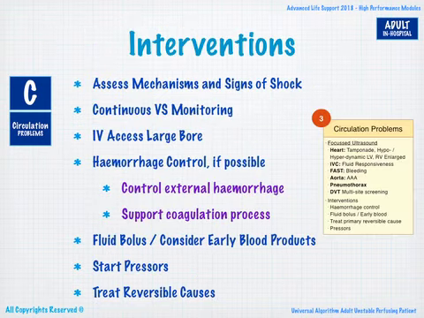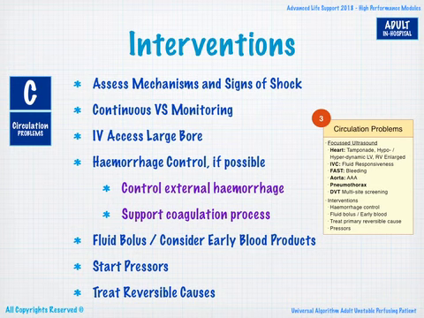So our intervention is to identify signs of shock very, very quickly, with continuous vital sign monitoring, and get large bore IV access so that we can provide fluids and blood, and when possible, identify the cause of hemorrhage and control it. If it's external hemorrhage, then we need to control the external hemorrhage. If it's internal, we need to support the coagulation process and try to initiate processes to stop the bleeding as much as possible. Very quickly at this point, patients will benefit from a small and rapid fluid bolus, and if they continue bleeding, then they require early blood products in terms of packed cells and plasma.